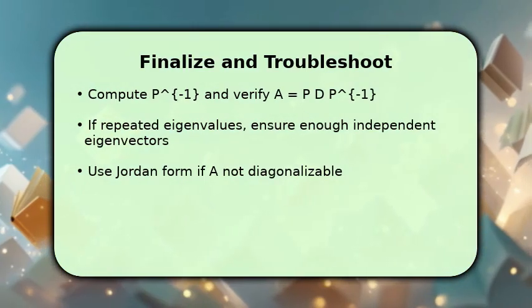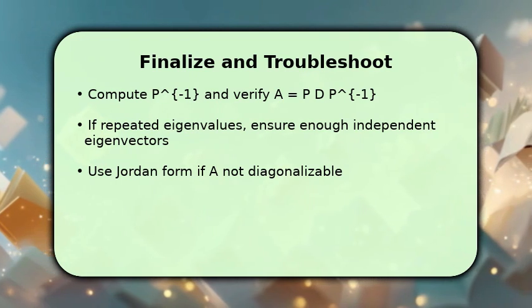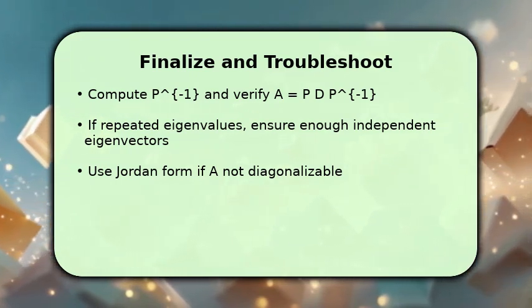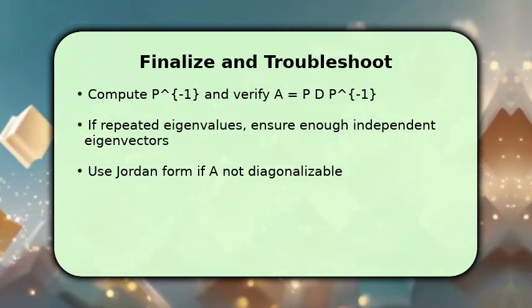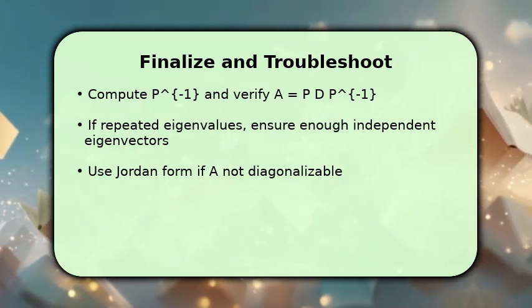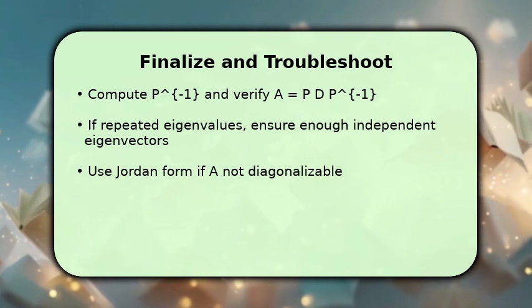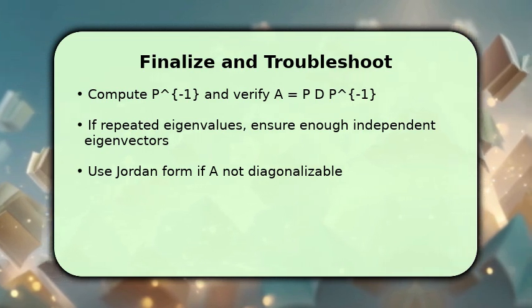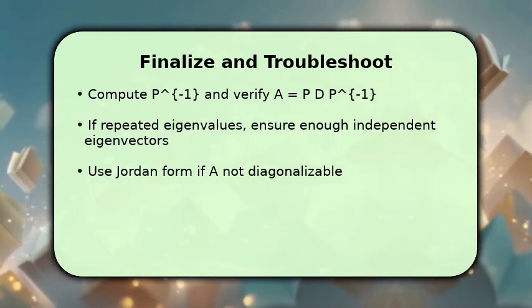Finish by computing P^-1 and explicitly forming P^-1AP. You should recover D exactly. If you encounter repeated eigenvalues, make sure you found enough independent eigenvectors. Geometric multiplicity must match algebraic multiplicity. If it doesn't, the matrix is not diagonalizable, and you should instead compute its Jordan canonical form.